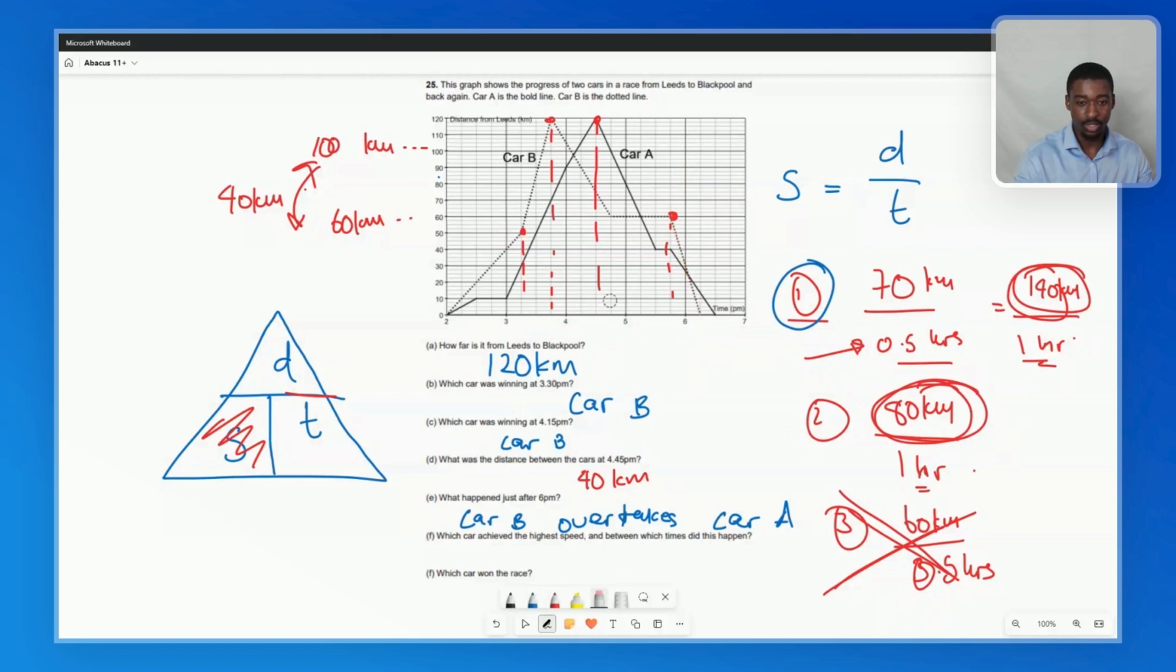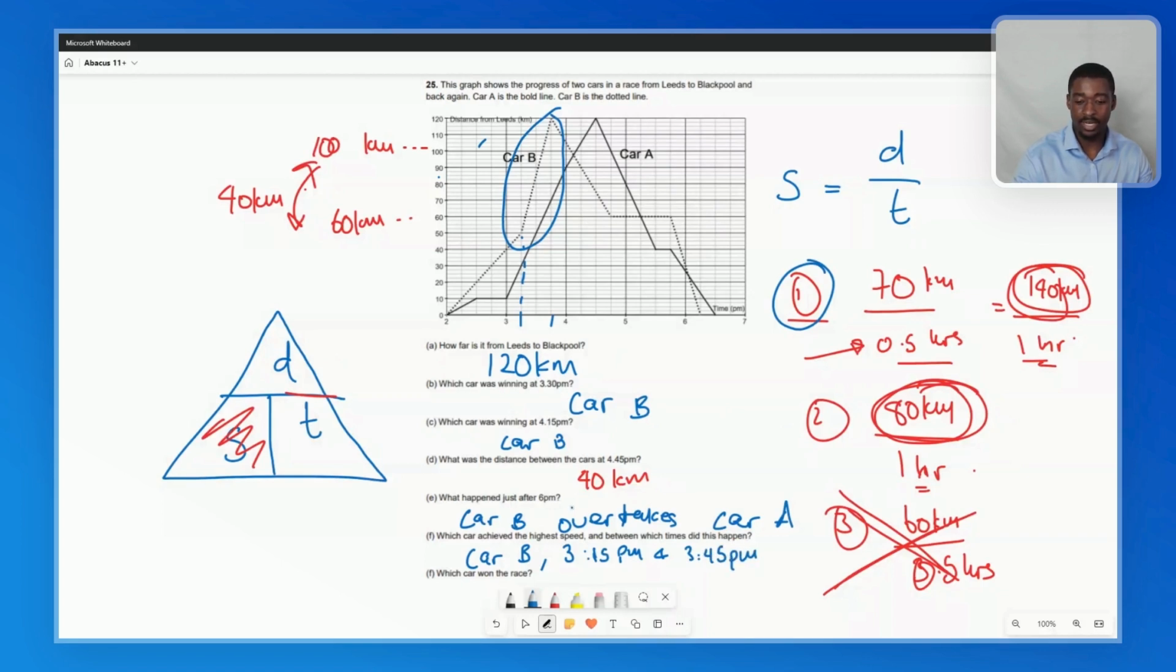So let's clear all this up. We have our answer. Scenario 1, the first one we did over here, is where we're achieving the highest speed. So it's going to be car B achieving the highest speed, between the times 3:15 p.m. and 3:45 p.m. That is our answer.